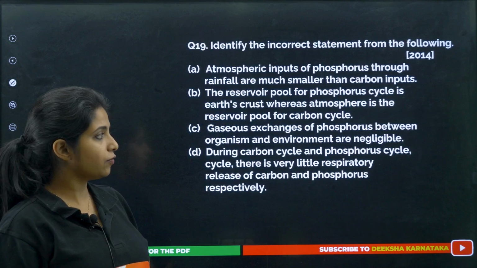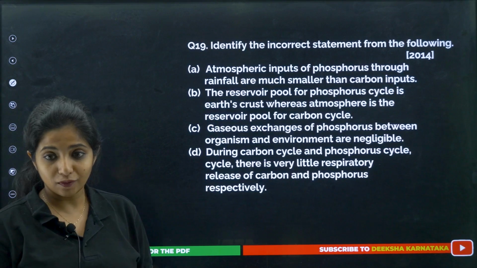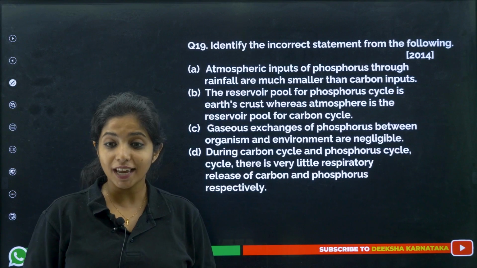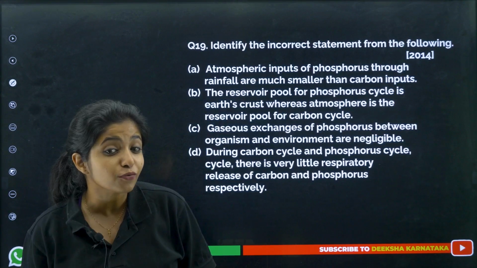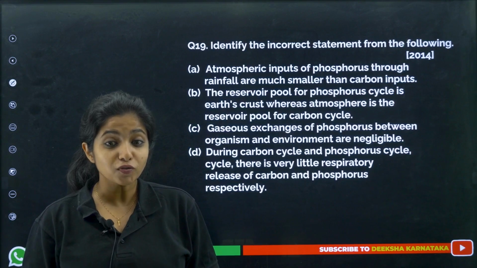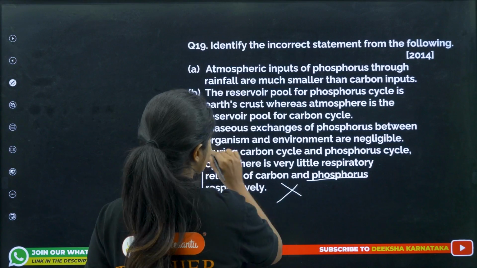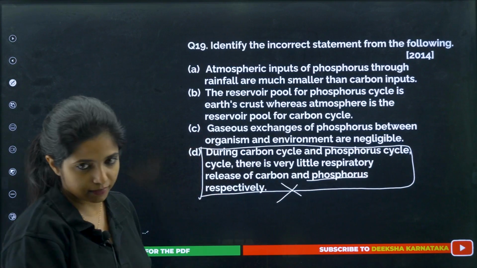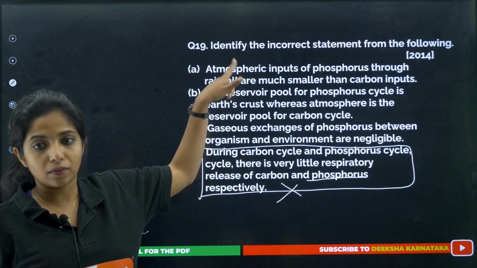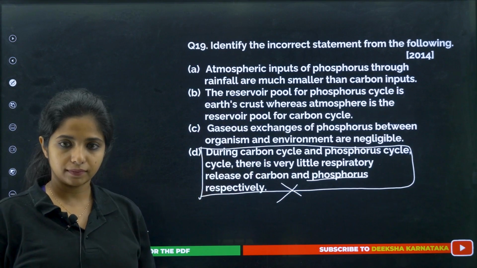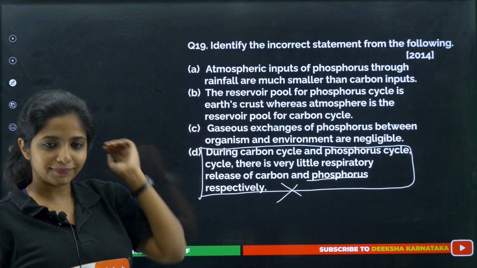Now, during carbon cycle and phosphorus cycle, there is a very little respiratory release of carbon and phosphorus respectively. So, do you think there is a very little respiratory release of carbon and phosphorus? Do we exhale phosphorus, my dear children? No. So, this becomes a wrong answer. This is not a respiratory gas to be exchanged or exhaled. So, I will say this is the incorrect statement. Rest all of them are correct. Okay. With this, you get a little idea about the phosphorus cycle and the carbon cycle.